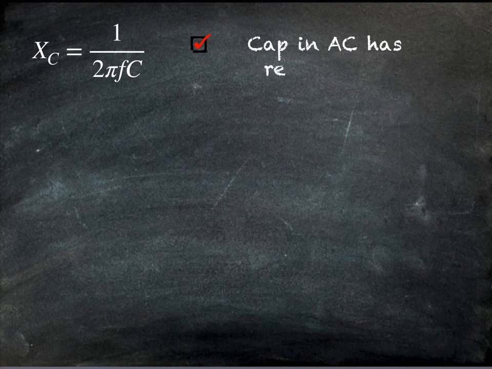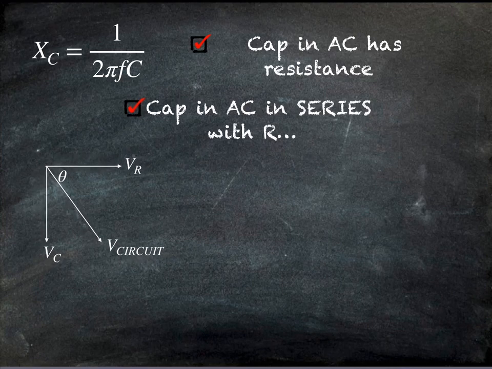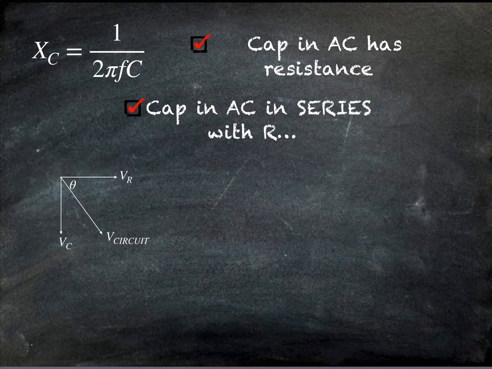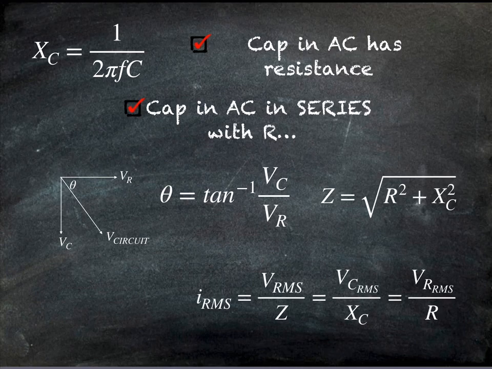Let's quickly review the algebraic expressions we have used up to now. In the AC domain, a cap has a resistance. For an RC circuit in series, VR and VC are 90 degrees apart. We define the phase difference, the impedance, and the current. Consult your lab manual to see how we can work an RC circuit in parallel.